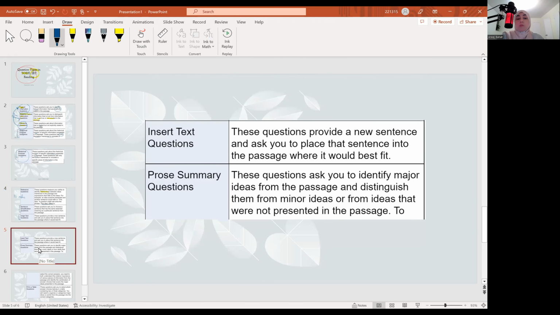And this one is prose summary questions. These questions ask you to identify major ideas from the passage. Now, some people would think, okay, is this a major idea or not? They might mention an idea that could be a supporting idea, but not the main idea. So we need to distinguish them from minor ideas. That's the issue. So you should be able to do that. Is this a main idea or is it a minor idea?